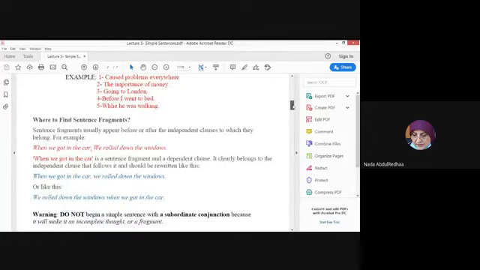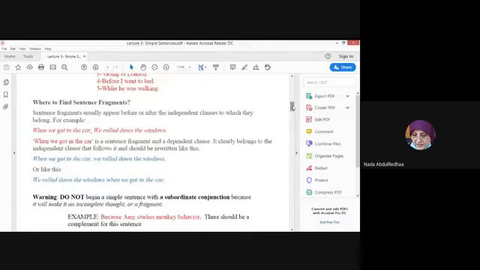Acceptable complex sentence. Now, where to find sentence fragments? Where are we going to find the sentence fragment? These are the points that you have to pay attention to. Sentence fragments usually appear before or after an independent clause to which they belong. After independent clauses you may have a dependent clause, which will be a fragment.